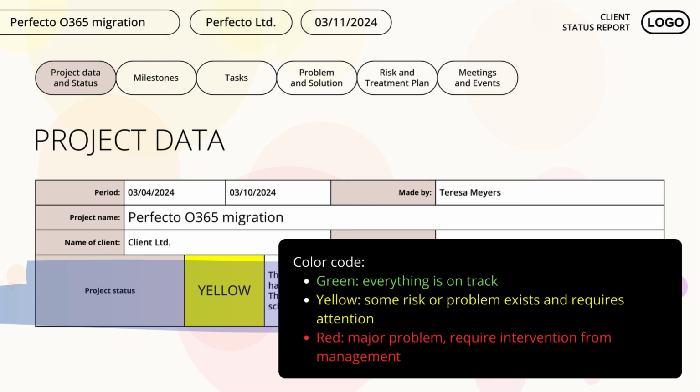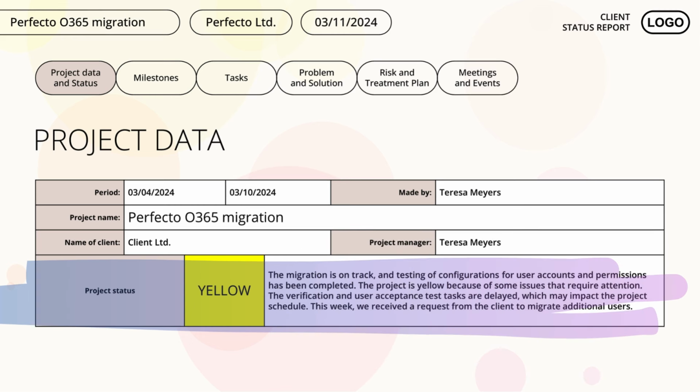Red. Red means that there is a major problem with the project and may require intervention from management. The status text should briefly describe the problem, its impact, and what is needed to address it, or the status of the solution if it is already being addressed. The text section should provide a brief summary of the project, including an explanation of the color code. It is a good idea to create this text as the last step in preparing the status report. During the status meeting, use the text to discuss the current status of the project.